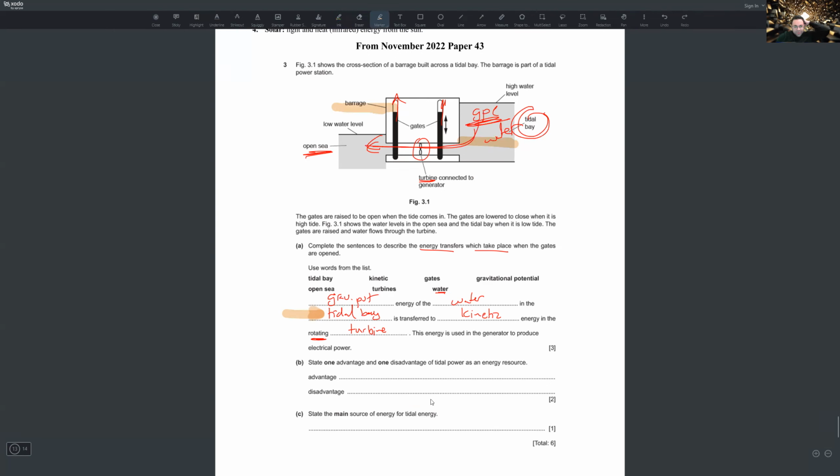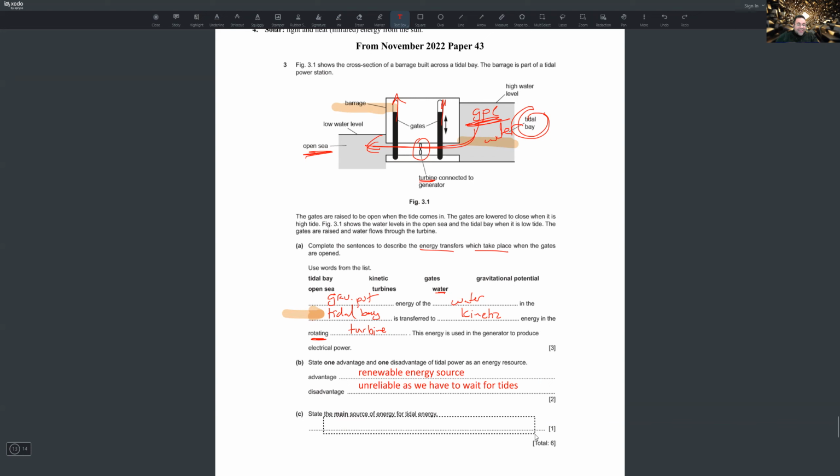State one advantage and one disadvantage of tidal power as an energy source. The advantage is very clear. It is renewable. Renewable energy source. We can also say it doesn't cause pollution. What is the disadvantage? It is unreliable as we have to wait for the high tide or for the tides, and that's it. So we have to wait.